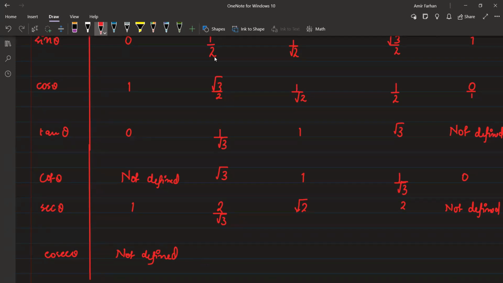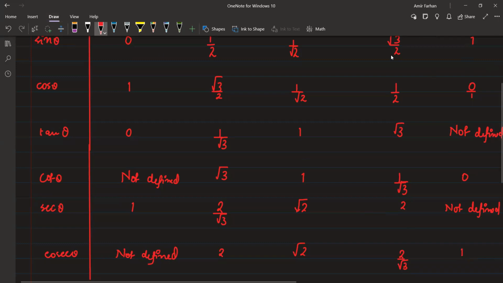Okay. Now, the inverse of sine theta is cosec theta. If you inverse this 1 by 2, what will you get? 2. If you inverse 1 by root 2, you get root 2. If you inverse root 3 by 2, you get 2 by root 3. If you inverse 1, you get 1. Now you can see this.